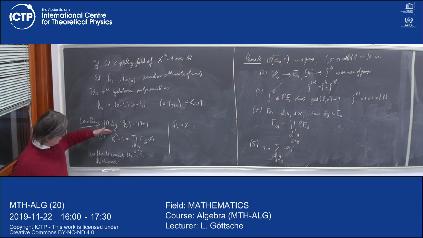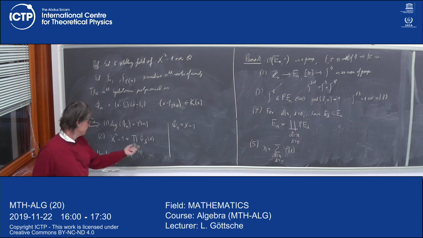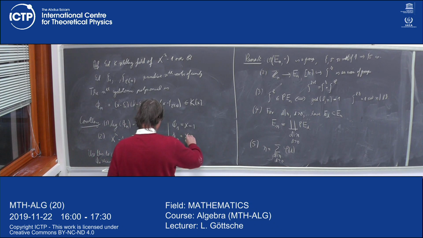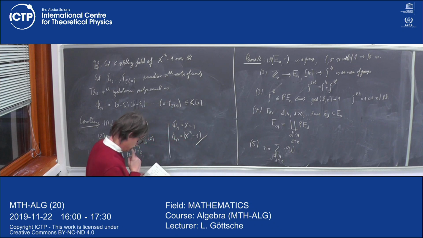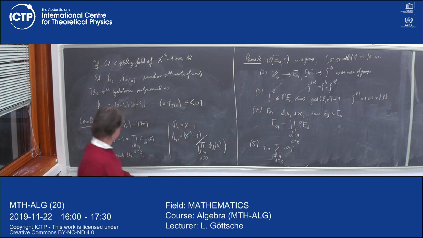Now, so assume up to a certain n, we know all of them. We know all smaller ones. So if we want to compute phi n, so n divides n, so phi n is one of these. Therefore we can just take this expression and divide it through all other ones. So we get that phi n is equal to x to the n minus 1 divided by the product over all d dividing n, and d bigger than 0, of phi d of x. Just bring this on the other side.